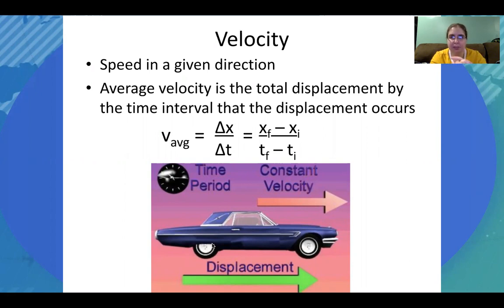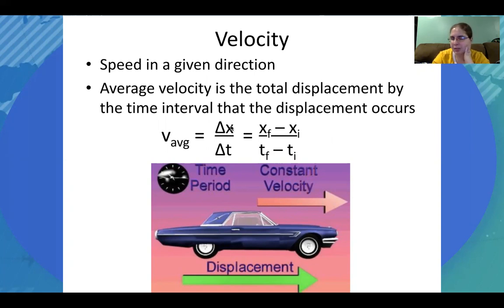And we can talk about the average velocity, which is the total displacement divided by the time interval in which the displacement occurs. So remember, we said delta x equals xf minus xi. That's change in position equals the final position minus the initial. We also have delta t, that's the change in time, so the final time minus the initial time. If we take the change in position divided by the change in time, we get our average velocity.